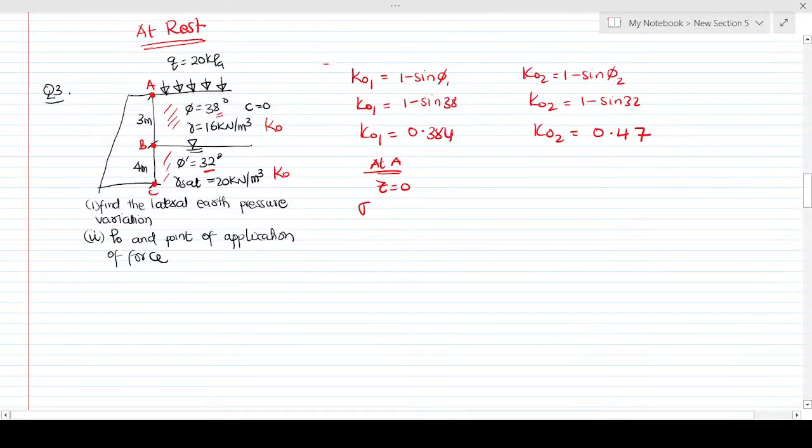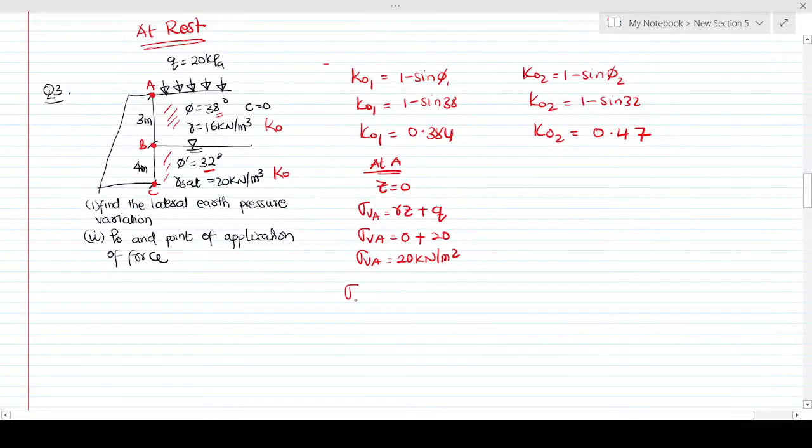And so here, when Z is equal to 0, our static stress is 0, right? But here there is a surcharge at point A, so we have to consider it. In this case, the vertical stress at A is basically gamma Z plus the surcharge. Although the gamma Z term goes to zero, we have our surcharge coming into play. So our vertical stress is 20 kilonewton per meter square, or 20 kilopascal.